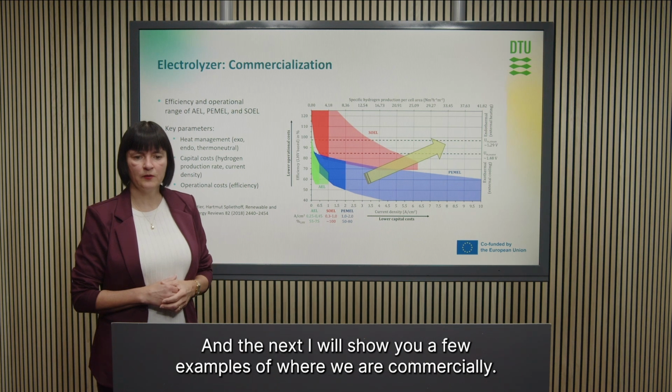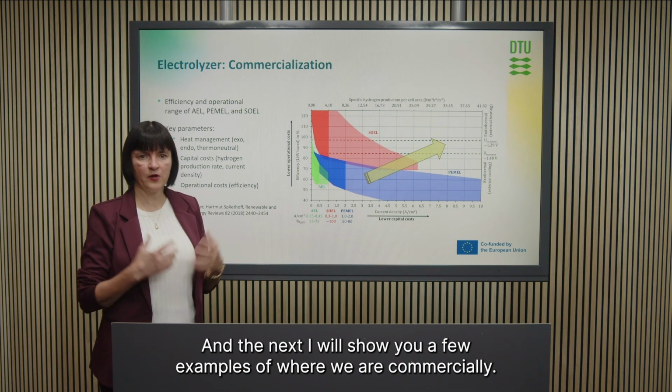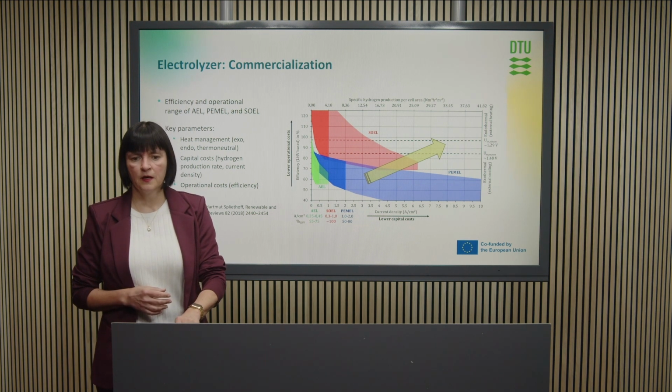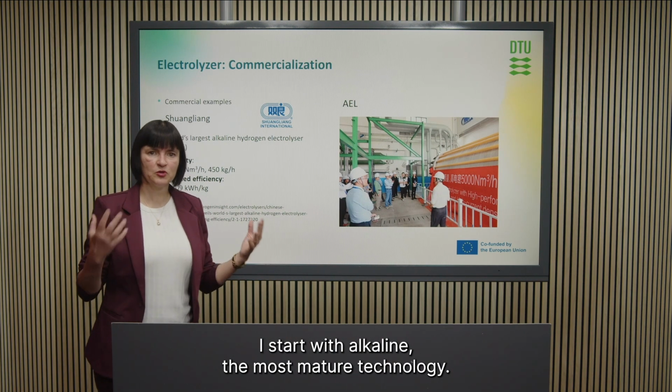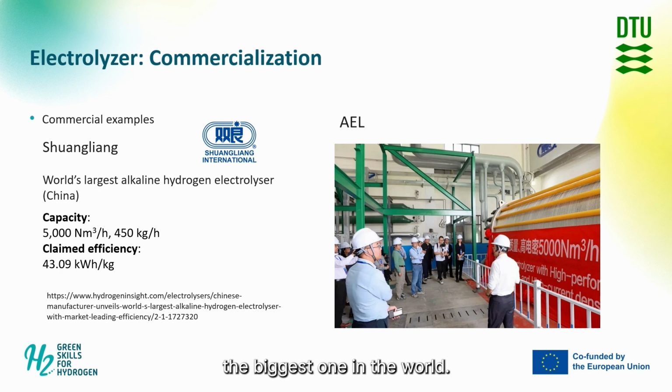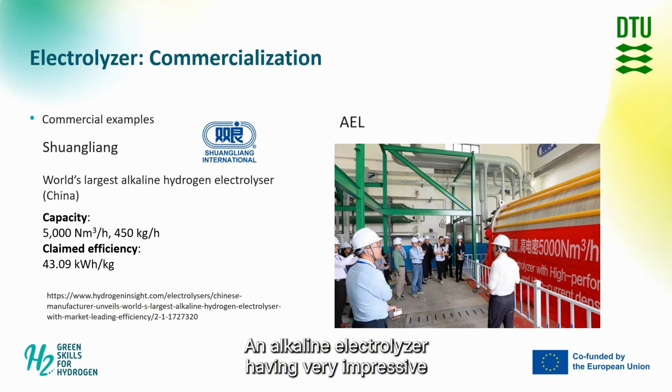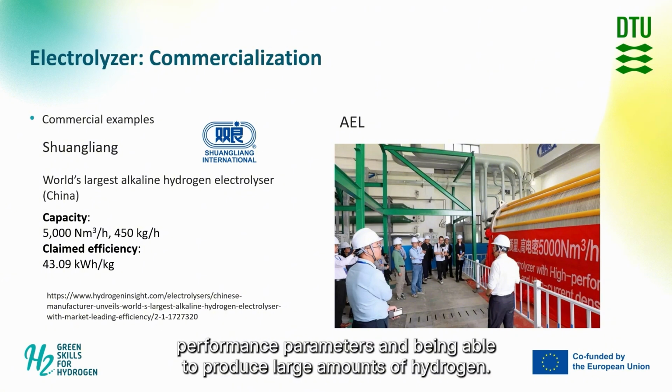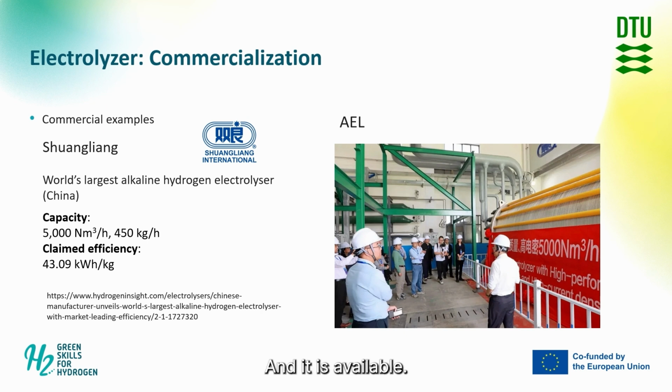And next, I will show you a few examples of where we are commercially. I start with alkaline, the most mature technology, and here is a picture of one Chinese electrolyzer claiming to be the biggest one in the world, an alkaline electrolyzer, having very impressive performance parameters and being able to produce large amounts of hydrogen, and it is available.